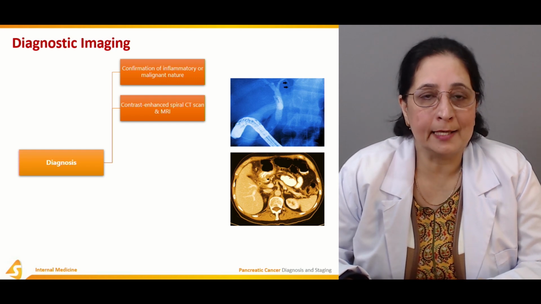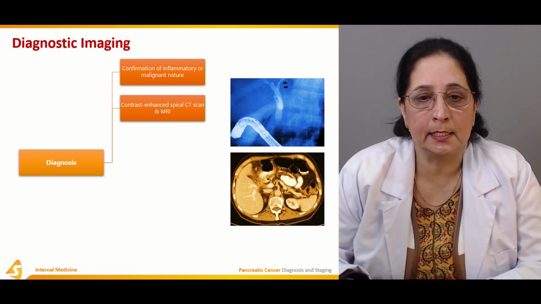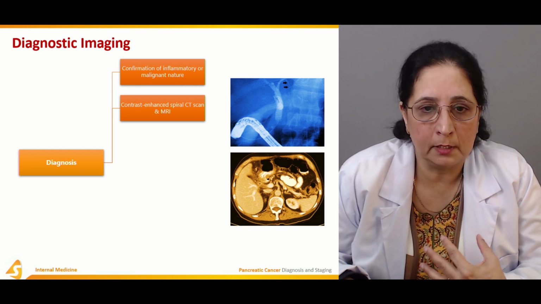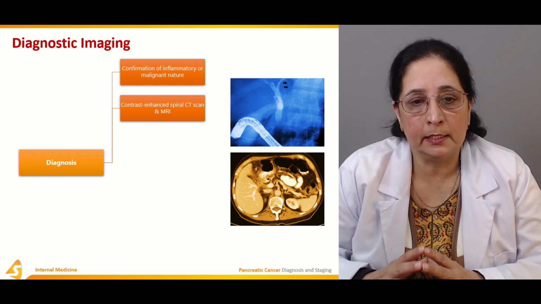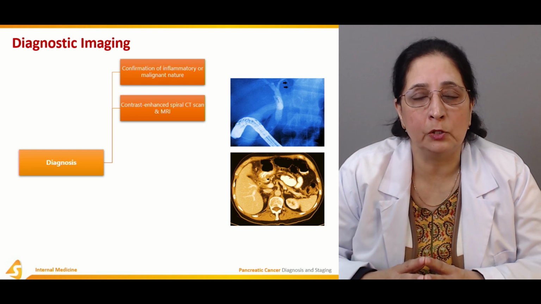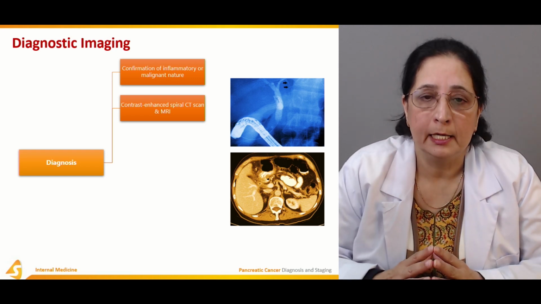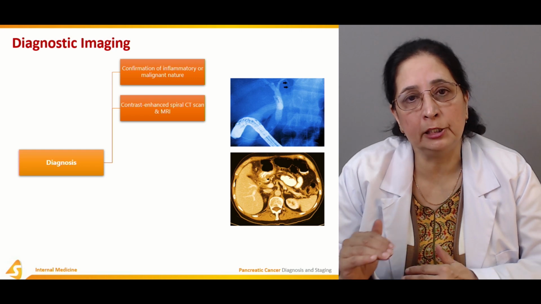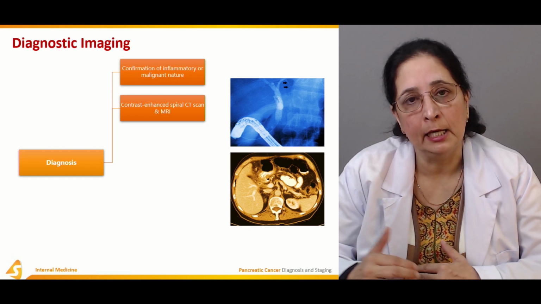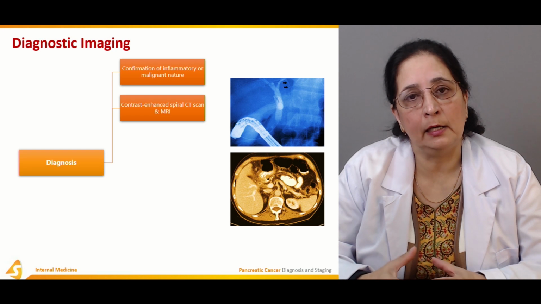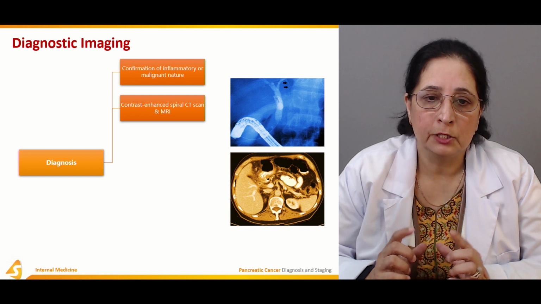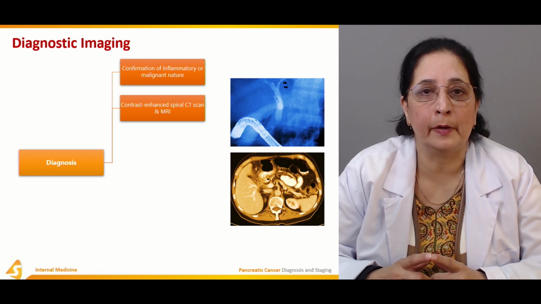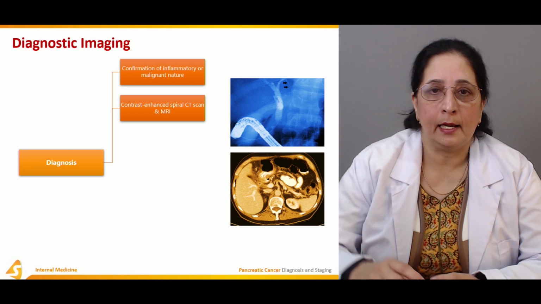Next, contrast enhanced spiral CT scan and MRI. Enhanced spiral CT scan and MRI are done for the early diagnosis, and that's an imaging technique that should be done, especially if it's malignancy. These two imaging techniques will help us to diagnose the malignant tumor or growth.